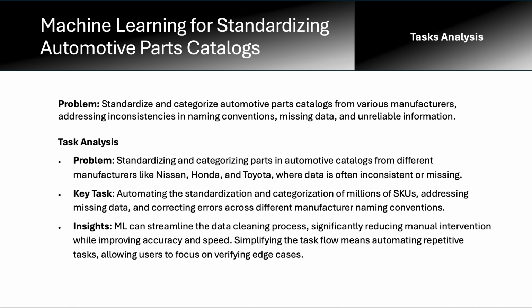So, task analysis: the problem is standardizing and categorizing parts in automotive catalogs from different manufacturers like Nissan, Honda, and Toyota, where data is often inconsistent or missing. Key tasks: automating the standardization of categorizations of millions of SKUs, addressing missing data, and correcting errors across different manufacturer naming conventions. Insights: machine learning can streamline the data cleansing process, significantly reducing manual intervention while improving accuracy and speed. Simplifying the task flow means automating repetitive tasks and allowing users to focus on verifying edge cases.